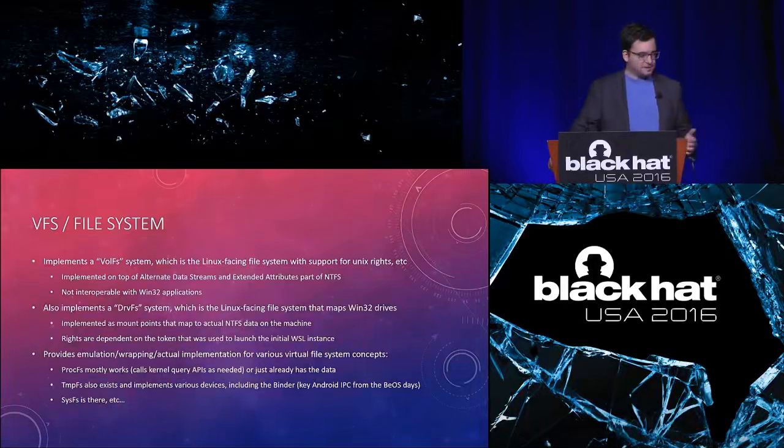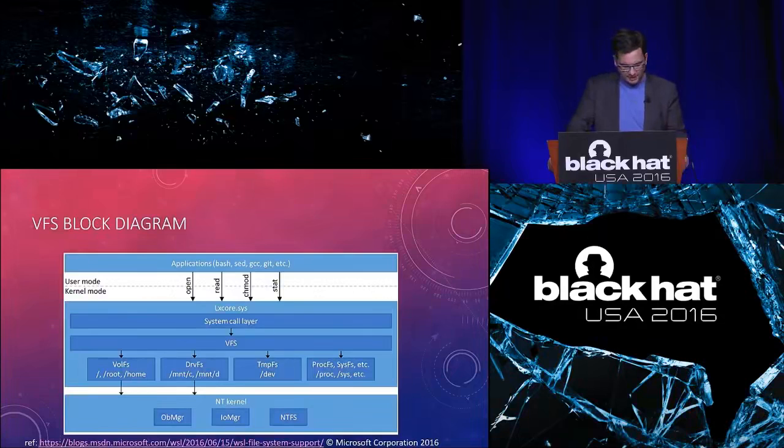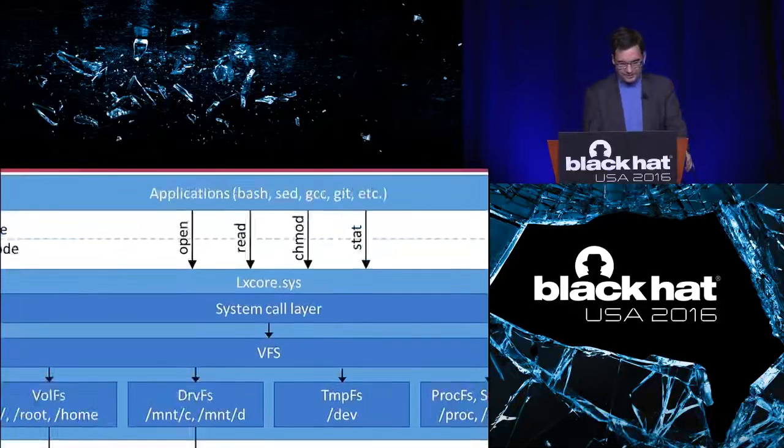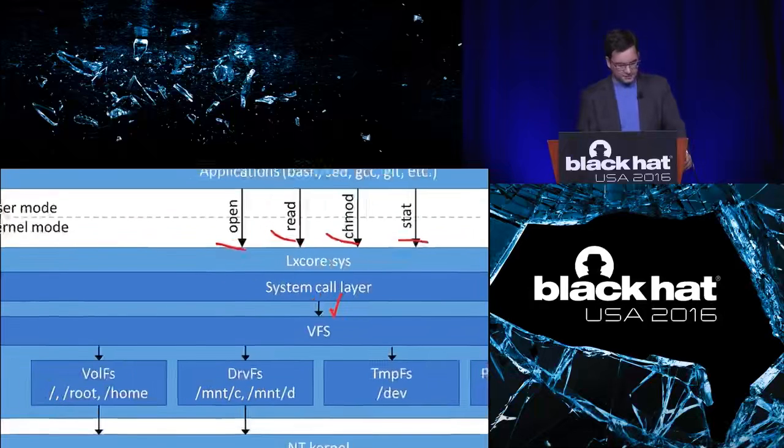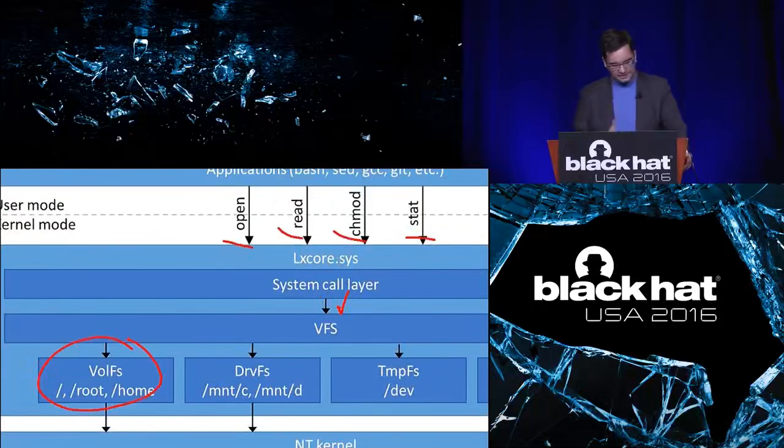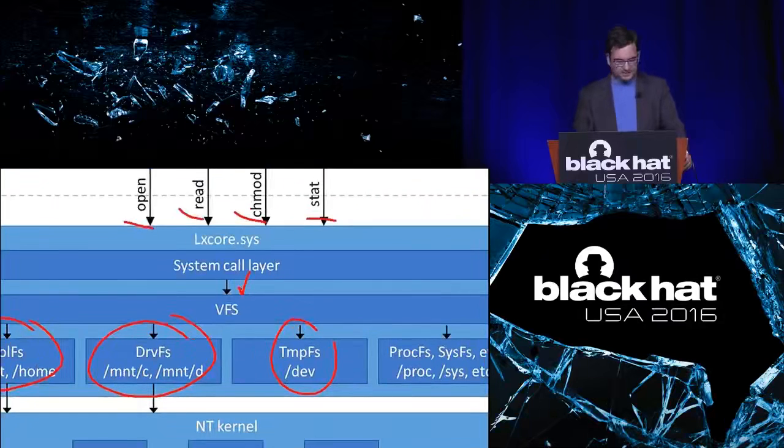And there's sysfs, of course. So the file system obviously is a big piece and another attack surface behind this. Microsoft, again, on their blog has a really good picture which shows you there's your Linux application, there's LX core, and all the system calls implemented by the system call layer go down to VFS. Then there's your volfs, which is your Linux environment, your drvfs, which is your Windows mount points, and then tempfs, procfs, sysfs, etc.